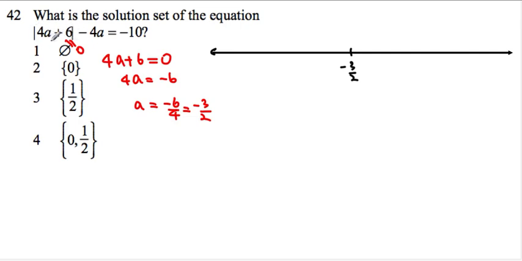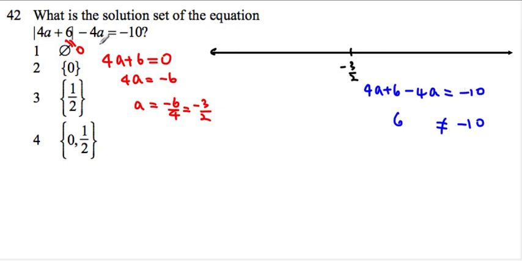Since 4a + 6 is positive, the absolute value wouldn't do anything. So we can write the equation as 4a + 6 - 4a = -10. But you will realize that 4a minus 4a will cancel out, and 6 is in fact not equal to -10, so there is no solution in this case.